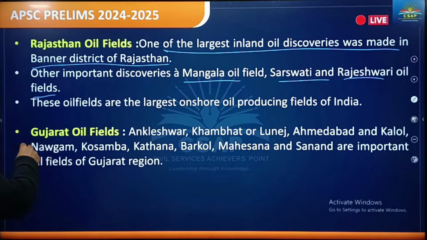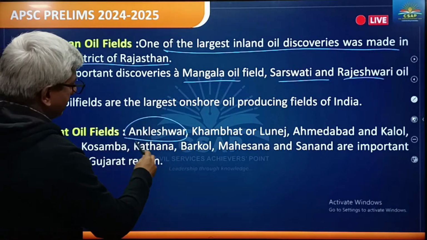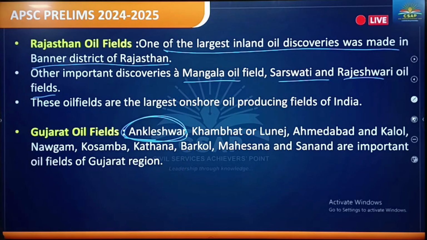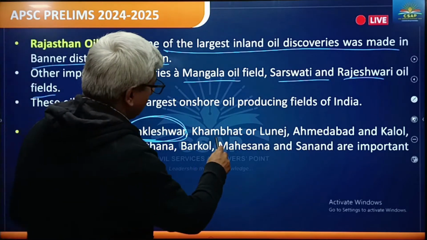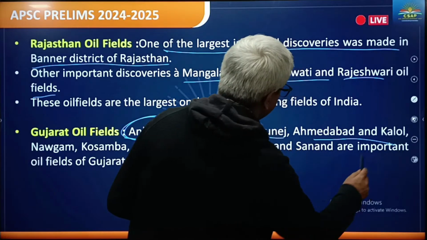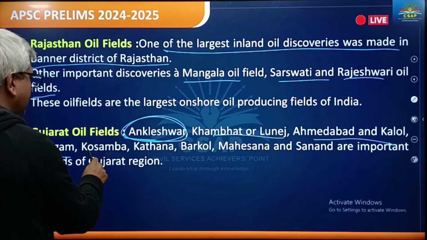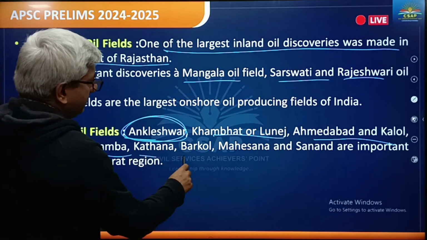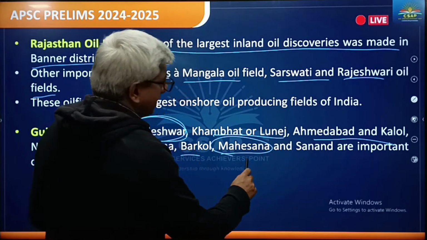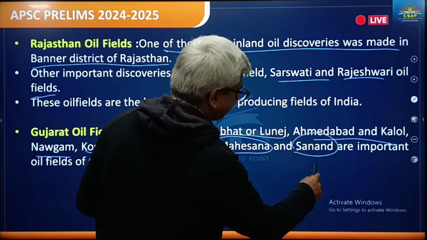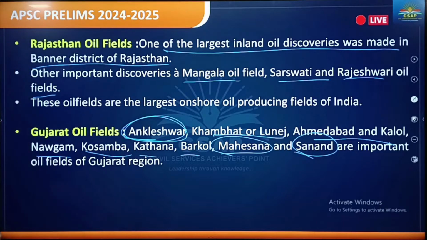Then in Gujarat the most important is Ankleshwar, this name is very famous. So Ankleshwar oil fields, then Khambat or Lunej, Ahmedabad and Kalol area, Nawagam area, Kosamba area, Kathana, Balol, Mehsana, and Sanand are the important oil fields of the Gujarat region.